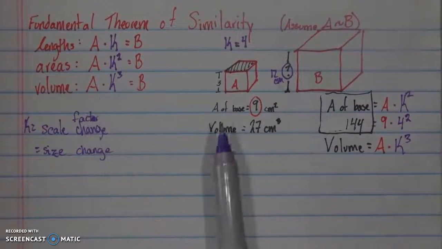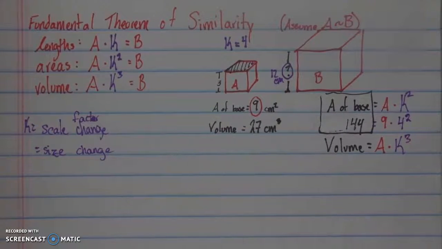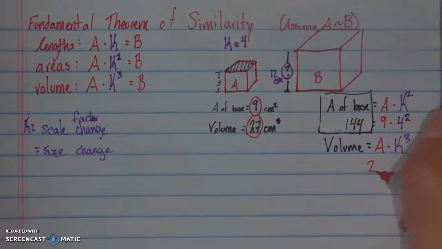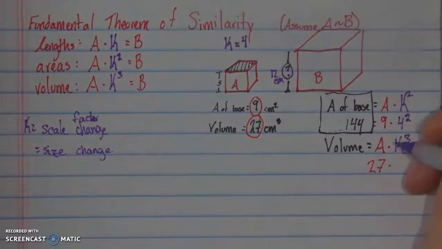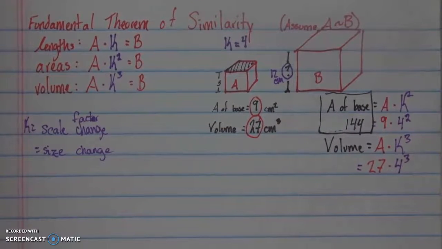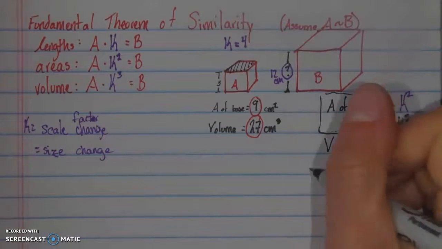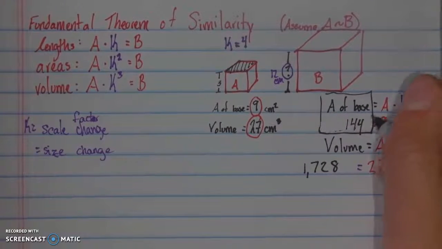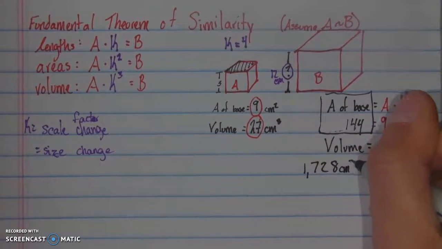And since my A value here is the volume of my original box, 27, times my K value to the third, which is 4 to the third, I end up with an overall volume of 27 times 4 to the third, or, and this is going to be a big number here because things get large quick, 1,728. And of course, I should include units here since I'm talking about volume.